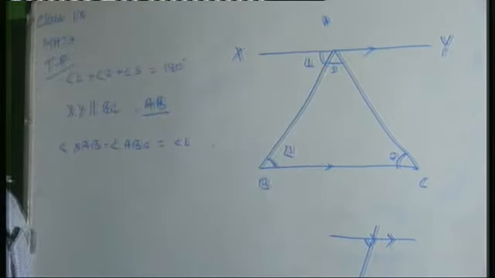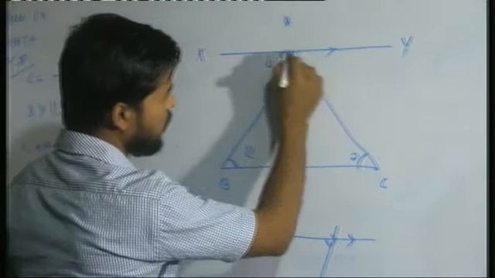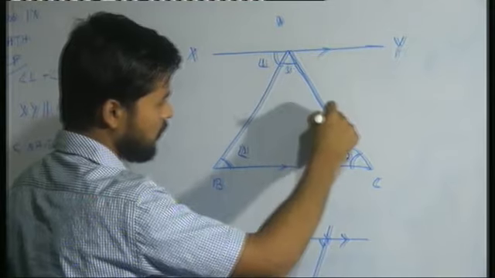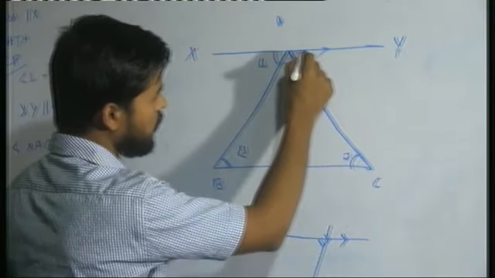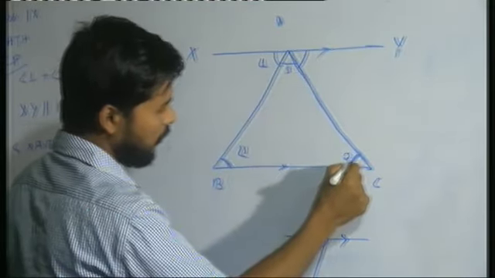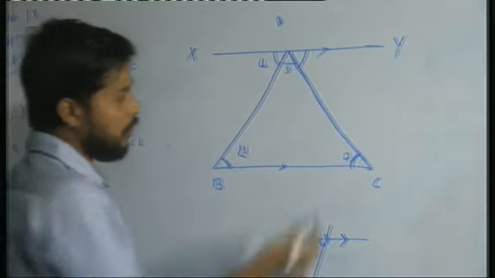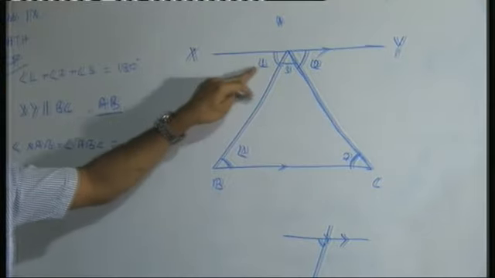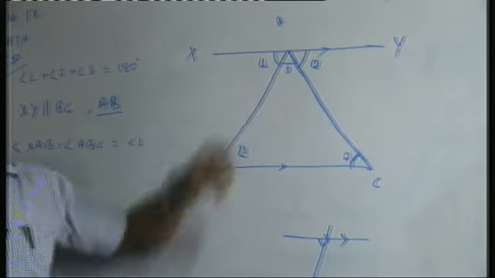By a similar procedure, XY is parallel to BC and AC is the transversal. So this angle and this angle are alternate interior angles, so they will also be equal. So this is angle 2. This is angle 1, this is angle 3 and this is angle 2.